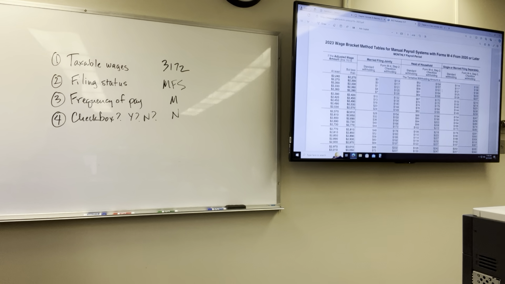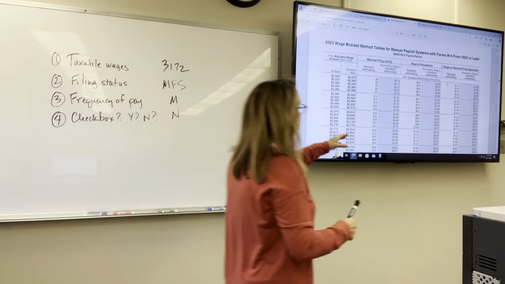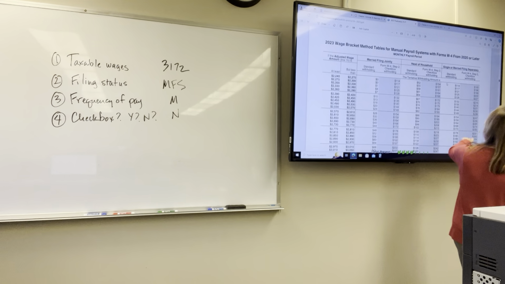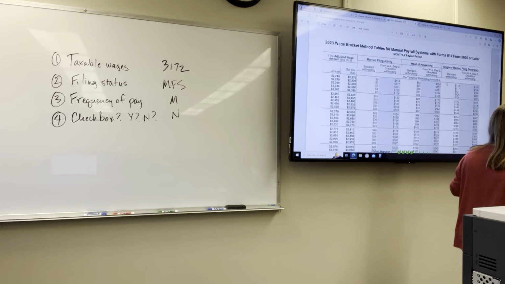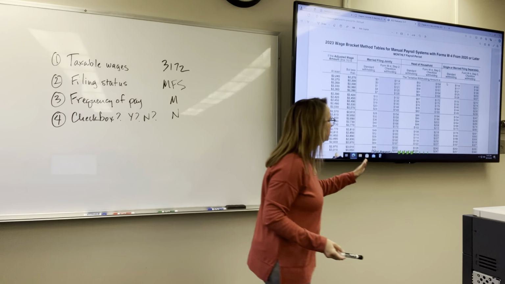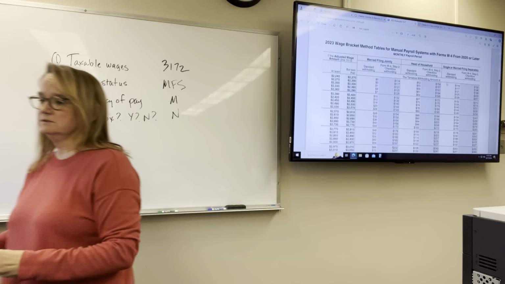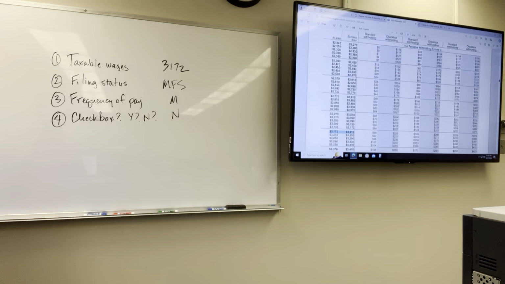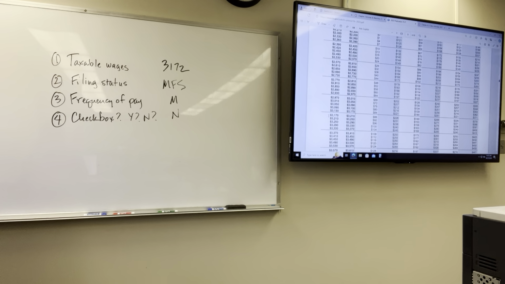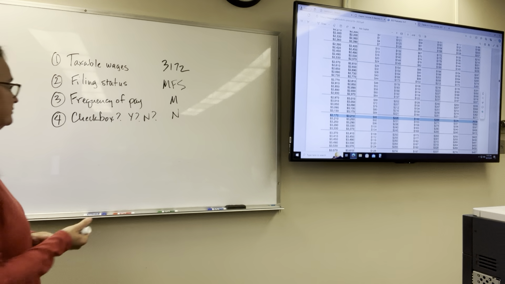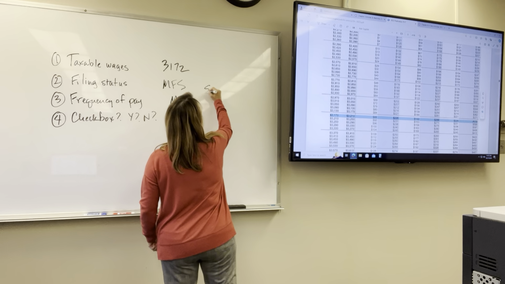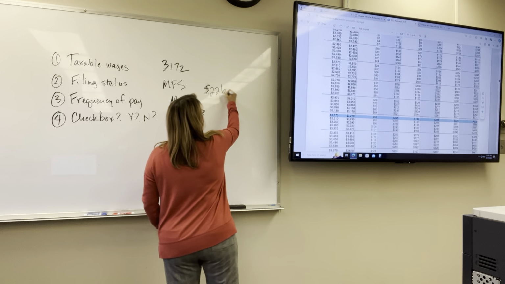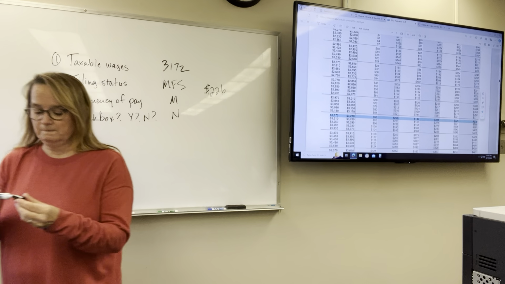Find the proper filing status, so it's going to be one of these two columns here. Because there is no checkbox, we're going to use standard withholding. If the checkbox was checked, we'd be using the checkbox withholding. So it's the second to last column. So the amount of withholding in this case is, we get $226. Okay.